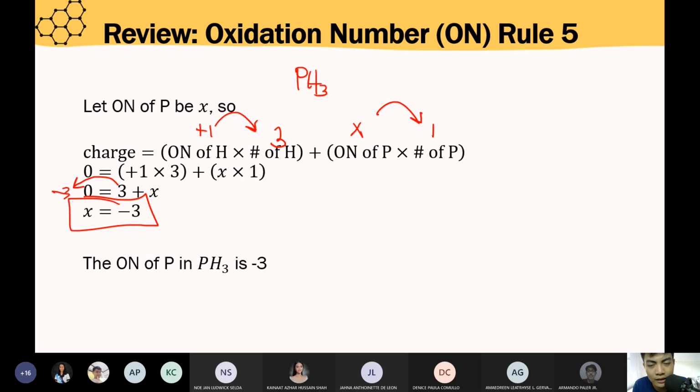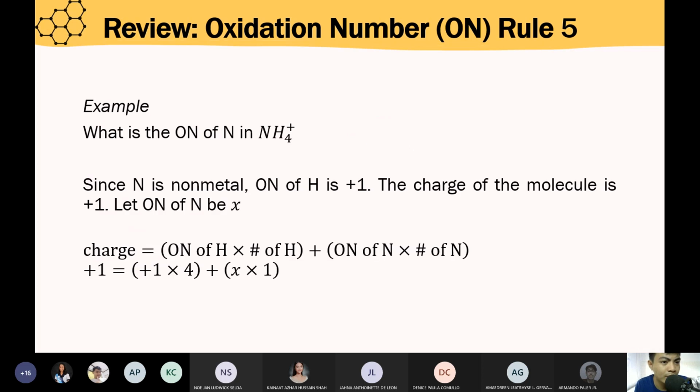Okay? So, ganun lang na pag hindi mo alam yung oxidation ng isang number, ng isang element, you have to do this calculation. Okay? So, basic algebra lang naman siya. So, it's easy naman to do. Okay? So, let's have another example and then later we will have some exercises. Okay? So, for example, this one. What's the oxidation number of nitrogen in ammonium ion, NH4?